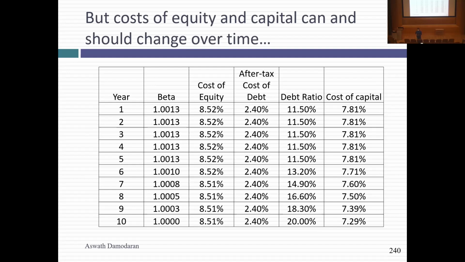This is not as relevant for Disney, but let's say you're valuing Peloton. The cost of capital right now is going to be high. You know why? Because the company is having trouble with its business model. It's not generating much in earnings. It can't afford to borrow money.